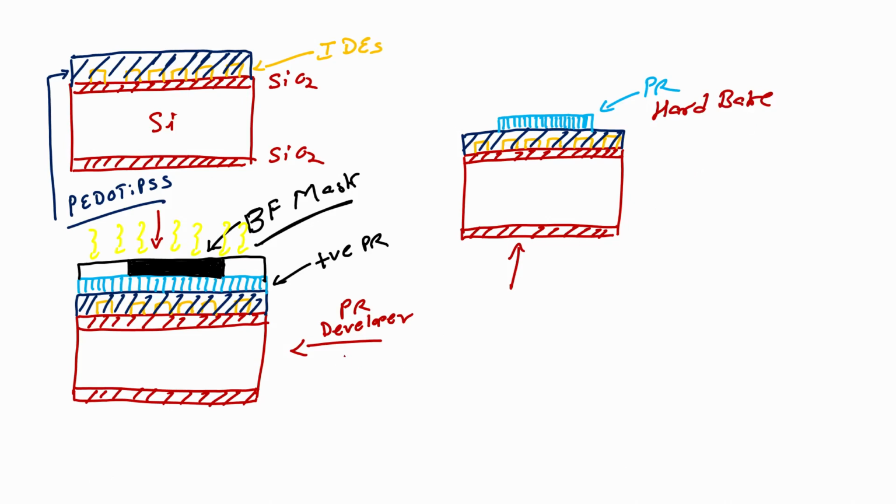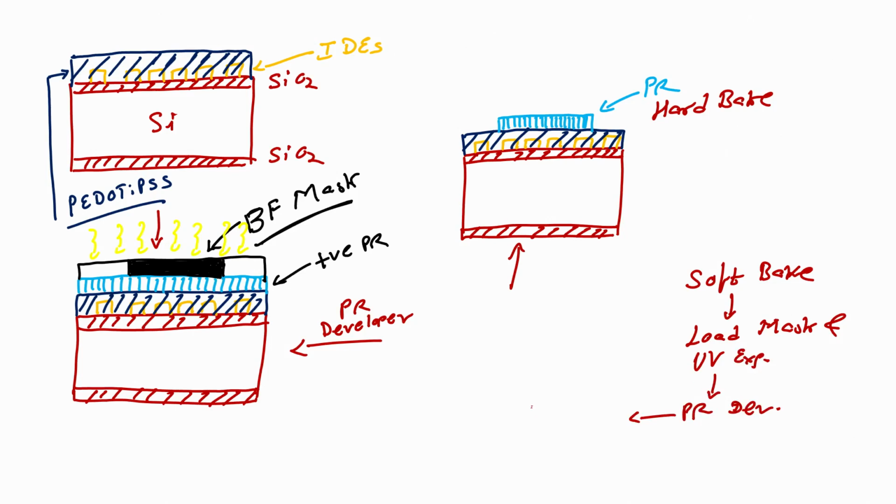That you can do only when you are using SU8 material. In the case of positive and negative photoresist, you have to go for soft bake after you spin coat it. After soft bake, the next step is loading of the mask and UV exposure. Next step is photoresist developer. Next step is hard bake. Next step is etching.